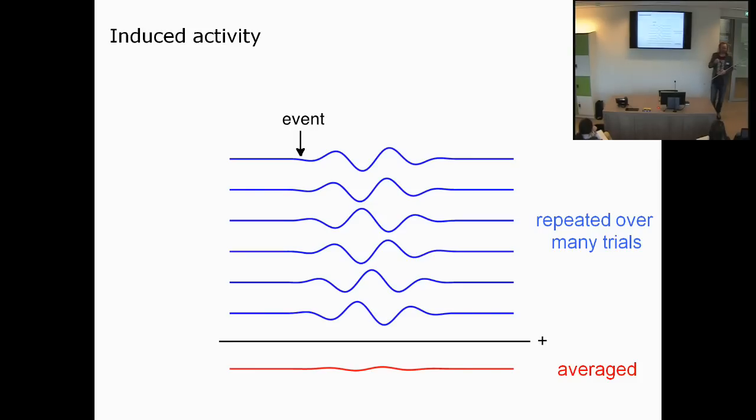Another type of response that we can see if we present an event is one in which the activity is time locked to the event, but not phase locked. In some of the trials it would start by going up, whereas in other trials it would start by going down. That means that if we consider this type of activity, and use the same trick of averaging over trials, we're not going to see any cortical response. To get this type of activity visible in our data, we have to use time frequency methods, which is going to be explained this afternoon.